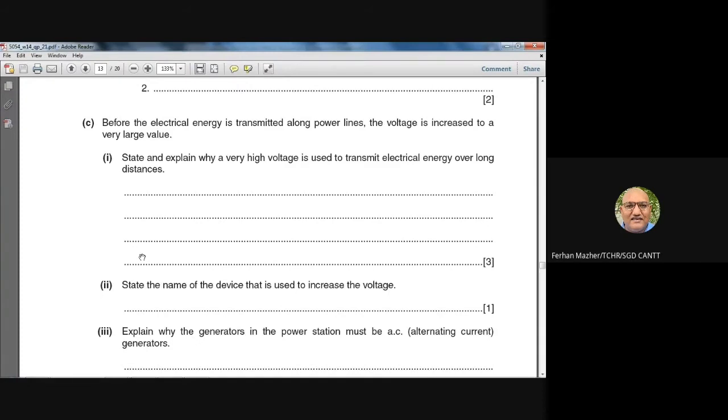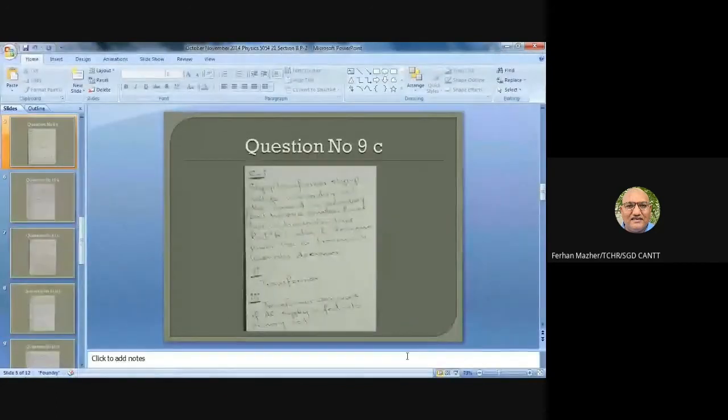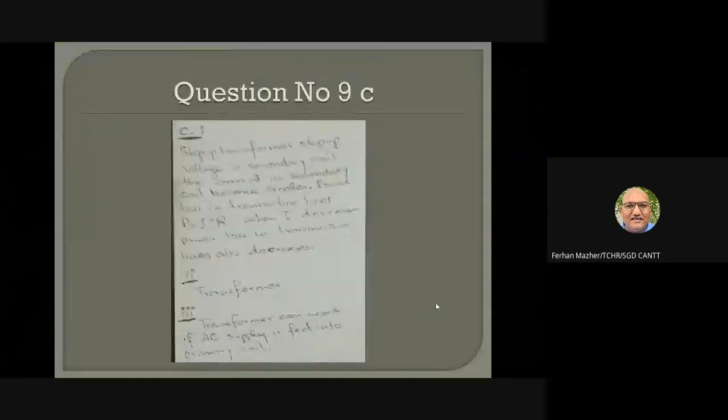It's a 3-mark question. So let me show you my answer, and then we will check the marking scheme as well. Here you can see I have written the answer. Step-up transformers step up voltage in the secondary coil. The current in the secondary coil becomes smaller. Power loss in the transmission lines is given by the formula P equals I squared R. When I decreases, power loss in the transmission lines also decreases.